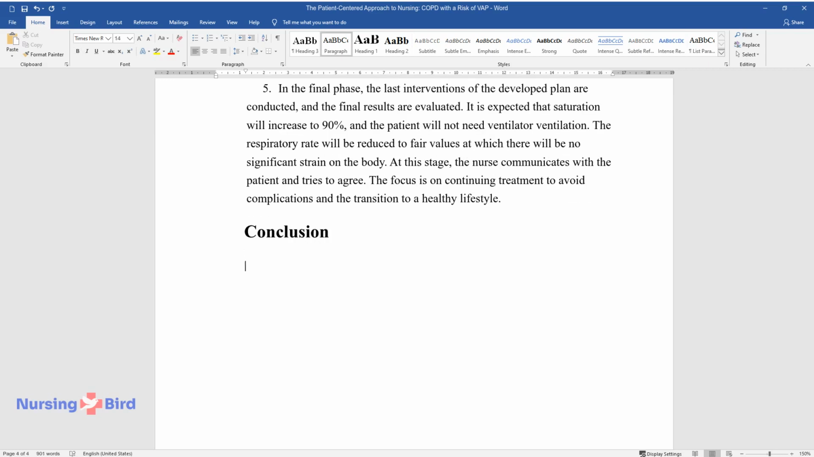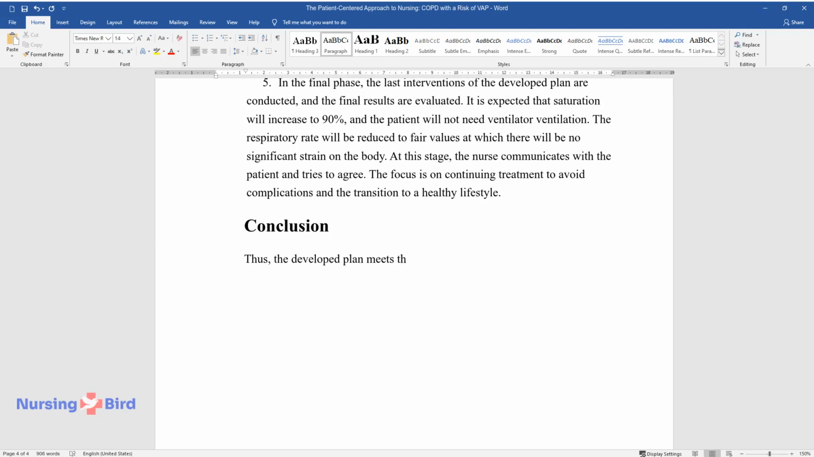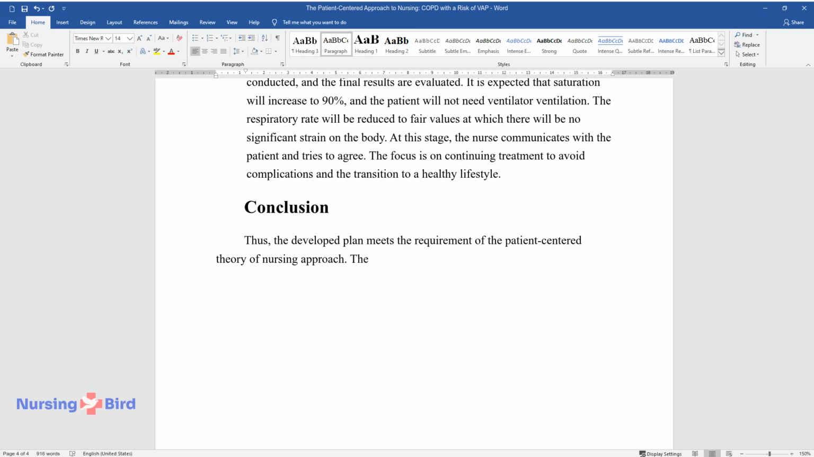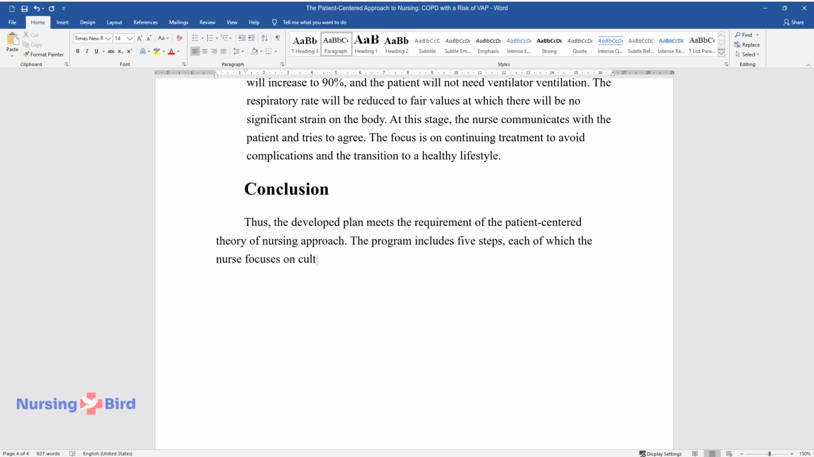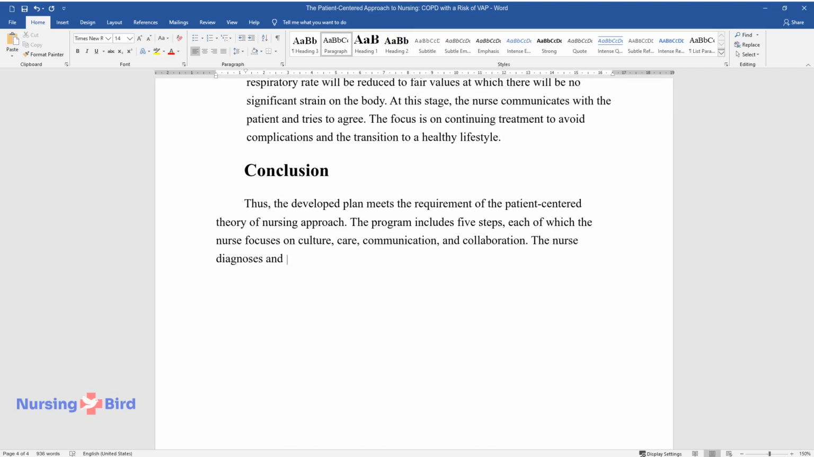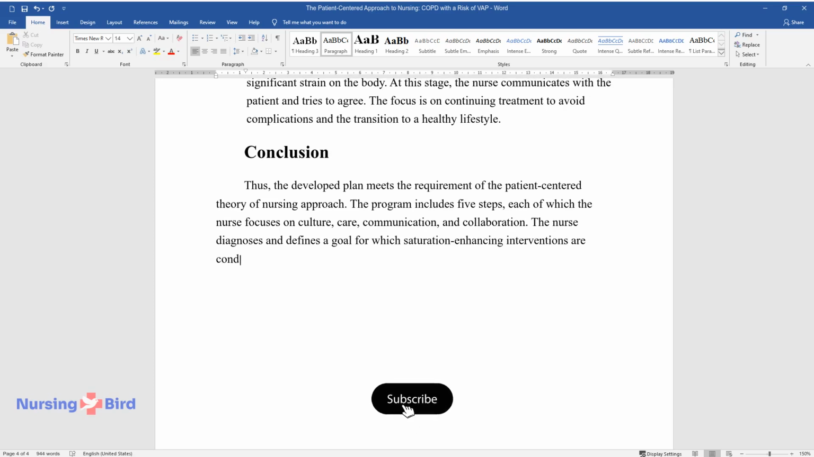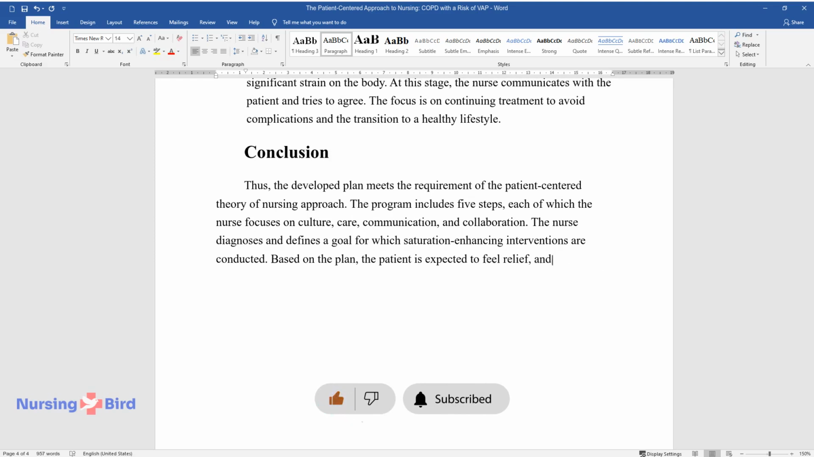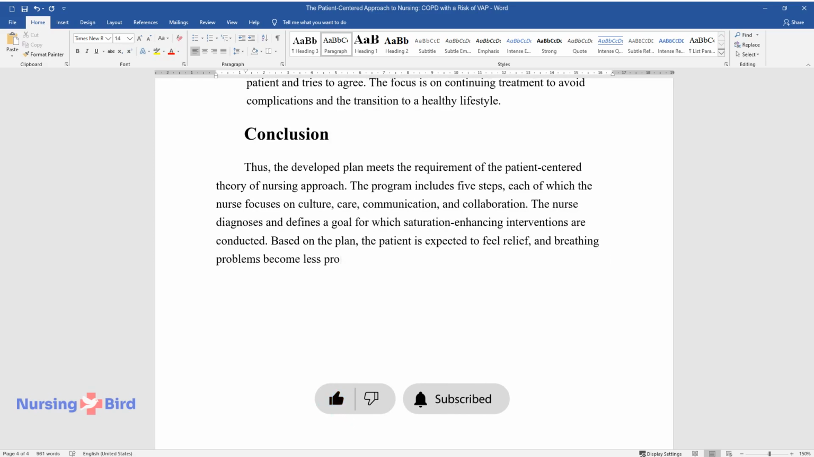Conclusion. Thus, the developed plan meets the requirement of the patient-centered theory of nursing approach. The program includes 5 steps, in each of which the nurse focuses on culture, care, communication, and collaboration. The nurse diagnoses and defines a goal for which saturation-enhancing interventions are conducted. Based on the plan, the patient is expected to feel relief, and breathing problems become less pronounced.